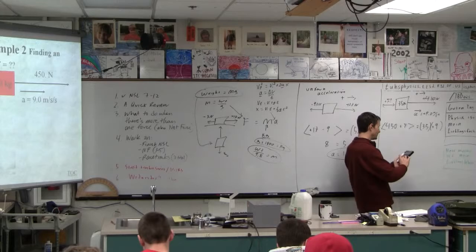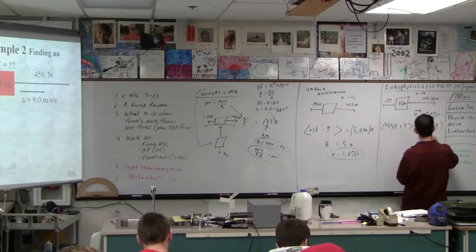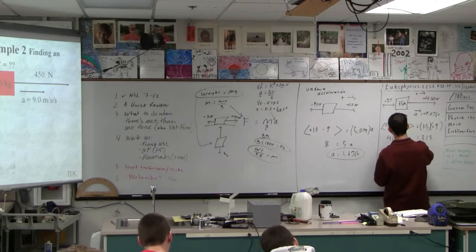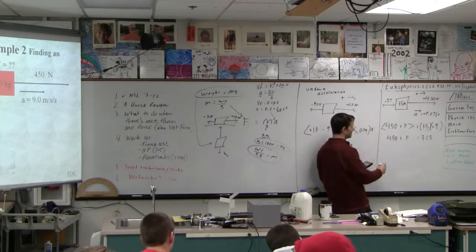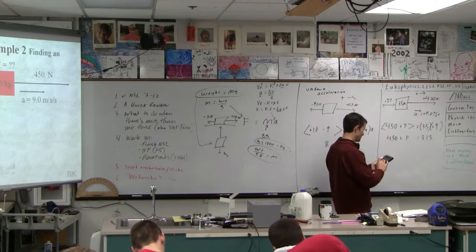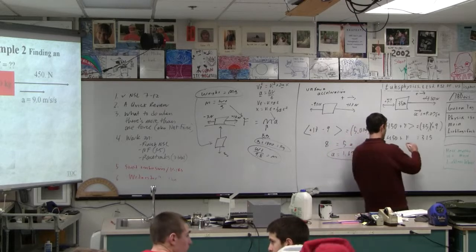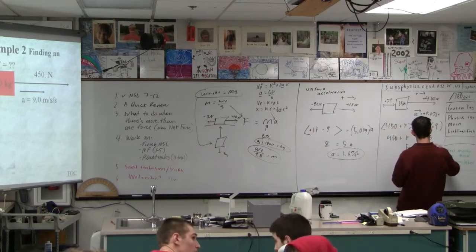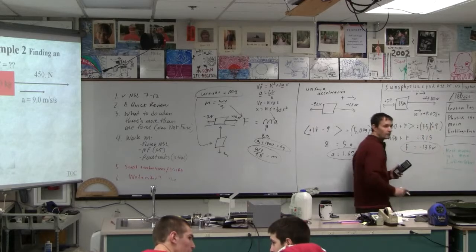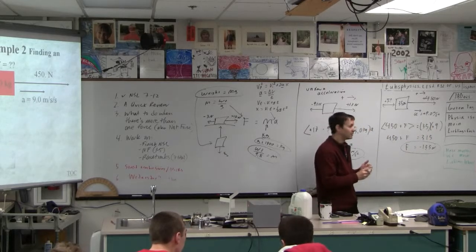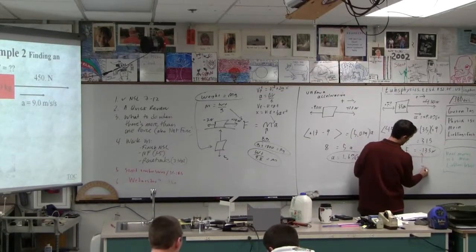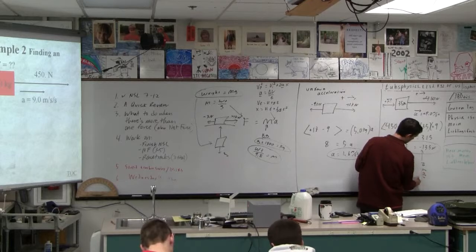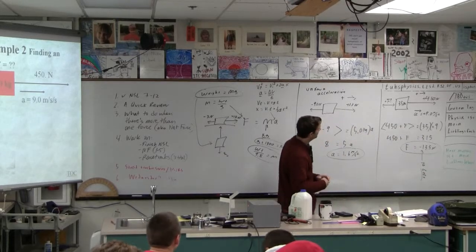9 times 35 is 315. Right, so 450 plus F is 315. So F has to be a negative number, doesn't it? F is minus 135. Yeah? Okay, so the fact that it comes out negative, that negative means something. It means that it's to the left in this case. Yeah? That makes sense?